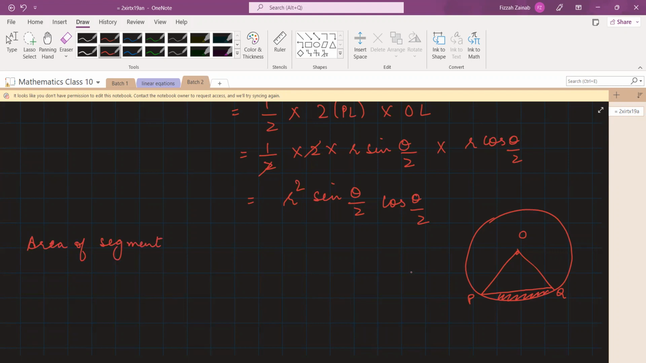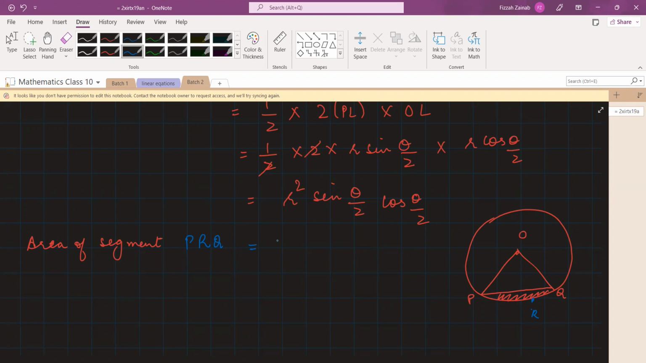Now how to name a segment? If I simply write PQ, PQ is a chord, it's not a segment, right? And then how will I differentiate whether it's a minor segment or a major segment? So no problem, just consider any point. Let's say this is any point, you can write R. So you can name it PRQ, like this. Yes, this way you can identify.